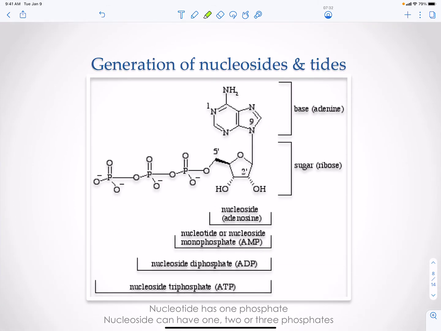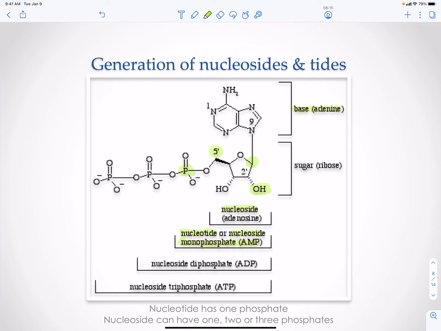So it's important to know what the terminology is. Again, we have our base bound to the anomeric carbon. In this case, we have an OH here, so this means it is a ribose. And then we have here at our 5' end a phosphate that's bound. And this phosphate, when it gets bound to a nucleoside, becomes a nucleotide or a nucleoside monophosphate, AMP. So in other words, if this was going to build a DNA or RNA molecule, that nucleotide phosphate would not bind to another phosphate. It would bind to another sugar.